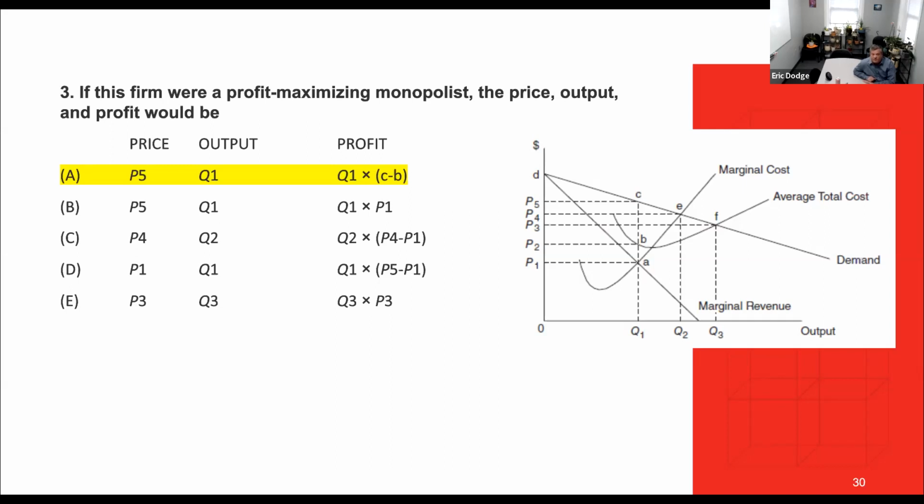Profit is, in a graph like this, seen as a rectangle. It's a rectangle with a horizontal dimension equal to Q1. And the vertical dimension is the distance or difference between the price and the average total cost at that quantity. So at the price, P5, you see point C up there. And if you go vertically straight below to point B, that's the average total cost. So that rectangle, Q1 times the difference between C minus B, would give you the correct profit.